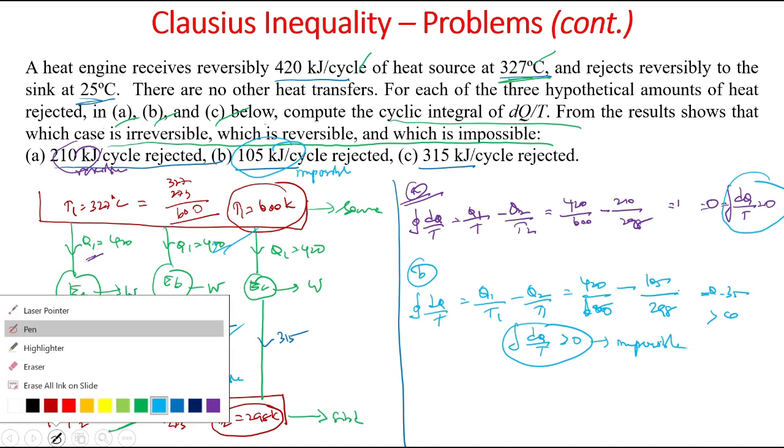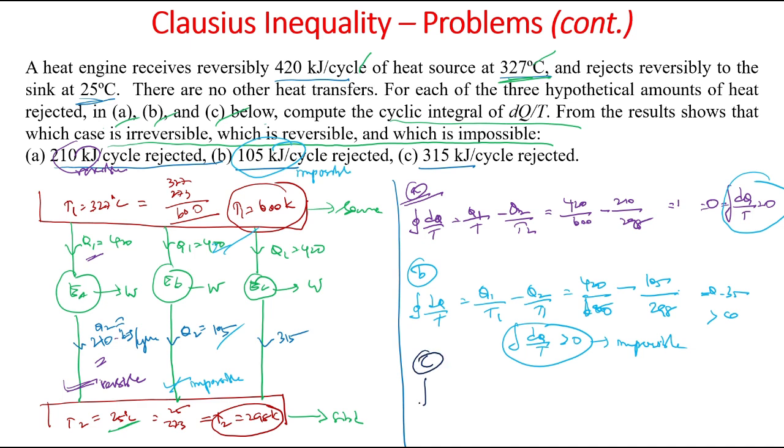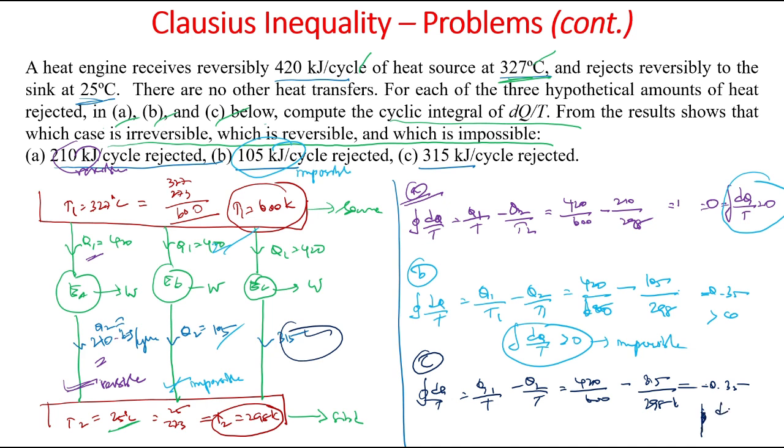Then we move on to the third one. In the third one, again dQ by T, you already have the formula Q1 by T1 minus Q2 by T2, which is equal to 420 divided by 600 Kelvin minus, here for the third one, Q2 is equal to 315, so 315 divided by the temperature 298 Kelvin. We are getting a value of minus 0.35. Here the cyclic integral of dQ by T is less than 0. So the third cycle is called an irreversible cycle.